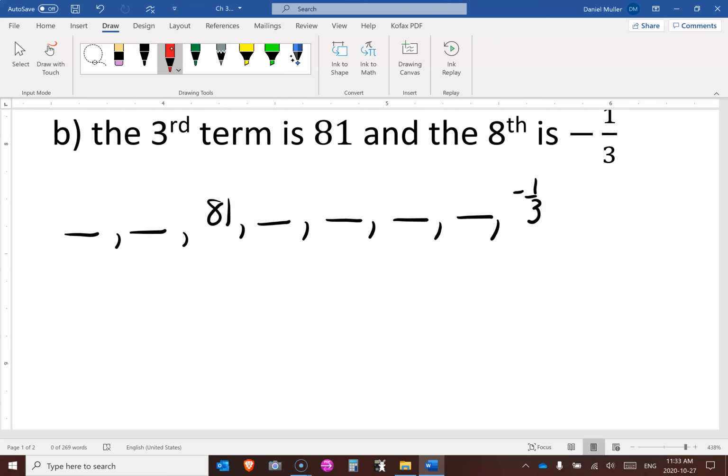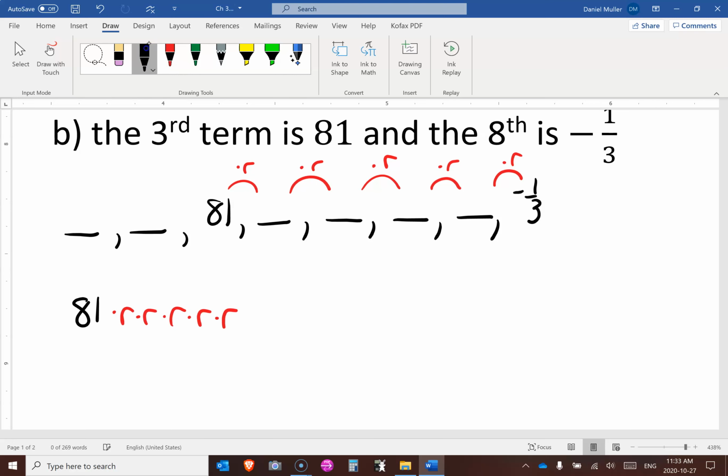Okay, so I know that I'm timesing by R to get to that one, and then timesing by R again. From here to here, timesing by R. Here to here, timesing by R. Here to here, timesing by R. So 81 times R, how many times? 5. Gets me -1 over 3. So I've got 81 R to the 5 is equal to -1 over 3.